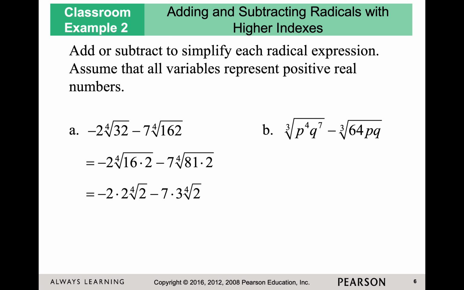Well, the 4th root of 16 is 2. The 4th root of 81 is 3. I do the multiplication there. Then I combine my like terms.